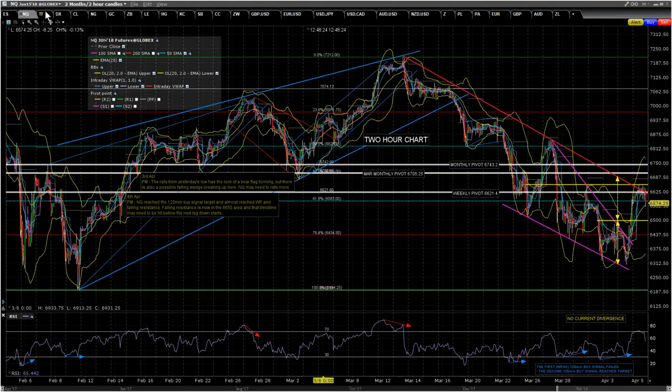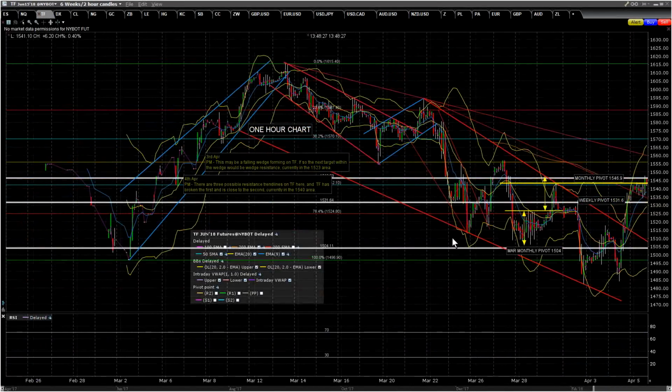TF has made it to the monthly pivot, which ES hasn't quite, and NQ is quite a way short. If we were to make it up to the next obvious trend line, and really at this stage the obvious trend line would be in the 1560 area, and if we go higher on ES, that would be the sort of level I'd be looking at.